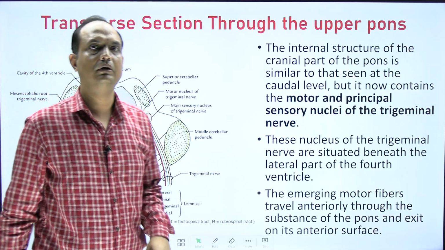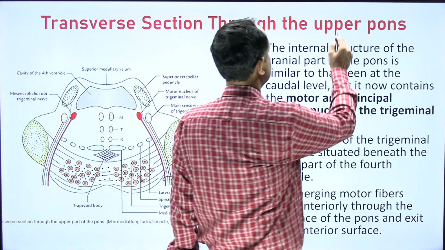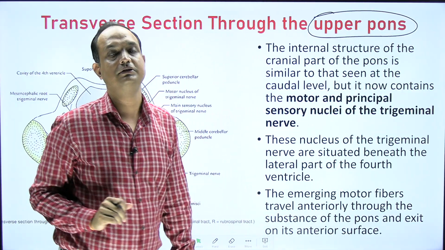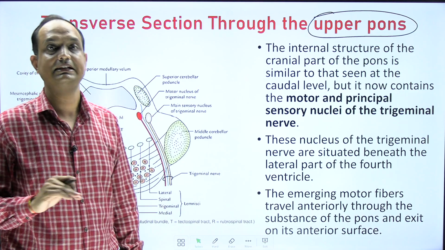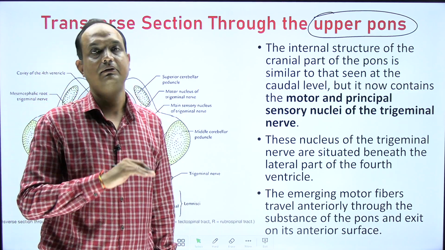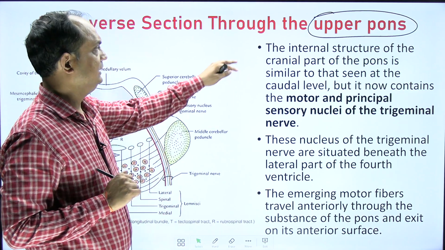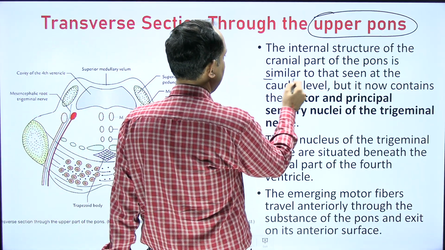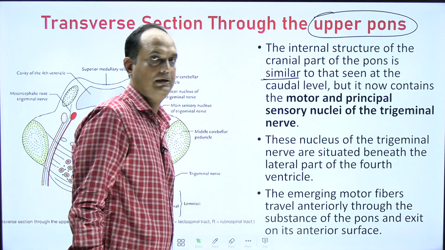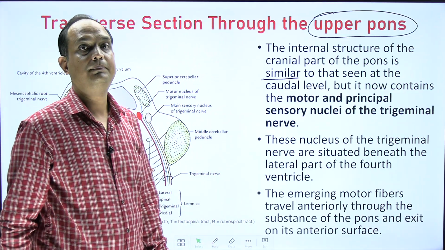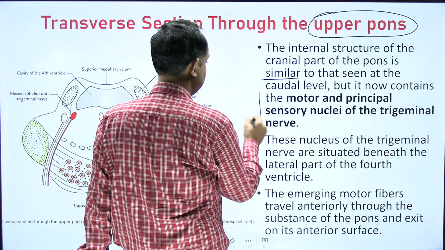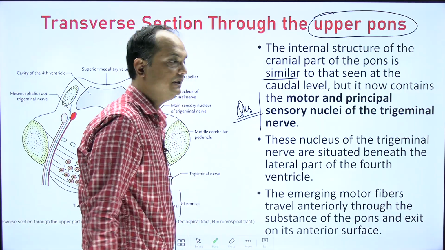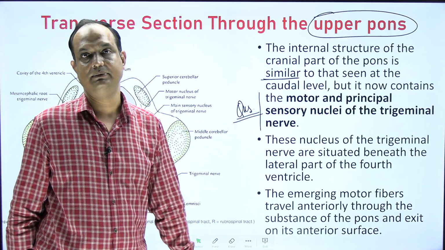Now we'll approach the upper part of the pons. Now my dear students, when you see the upper pons, it is also known as the section at the level of trigeminal nerve exit, or the section at the level of trigeminal nuclei. So the internal structure of the cranial part of the pons is quite similar to that of the caudal part, except there is a presence of very prominent structures, which are the motor nucleus of trigeminal nerve and the principal sensory nucleus of trigeminal nerve.